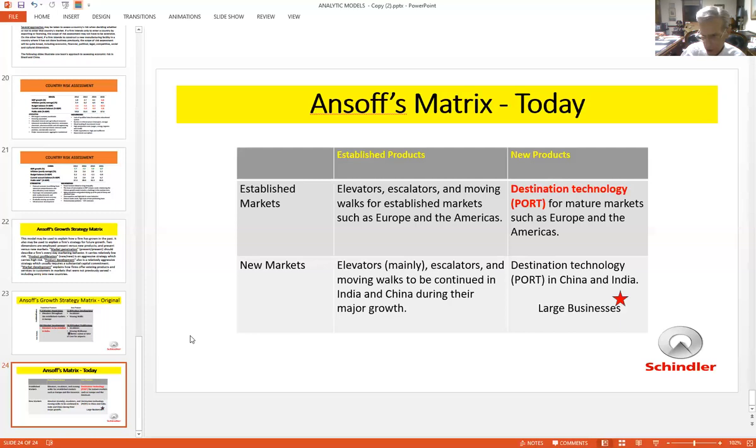New markets are, again, China and India, and this is just for large businesses and large buildings. But this new technology apparently has been brought to China. I'm surprised to see that it's been brought to India, but that certainly is possible.